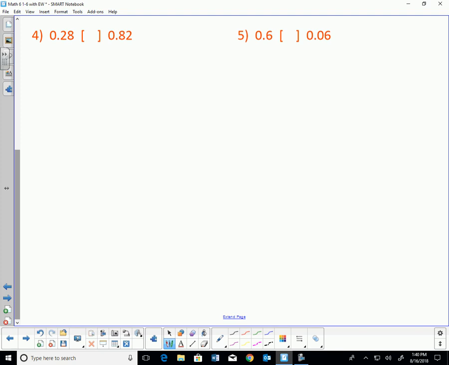Okay? So if I was to list these, if I was to look at these two digits right here, 8 is larger than 2. Therefore, 82 hundredths is larger than 28 hundredths.